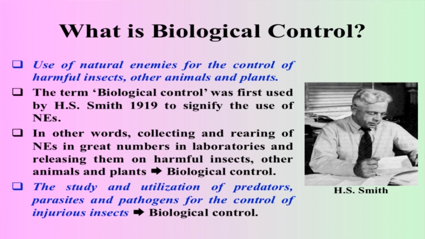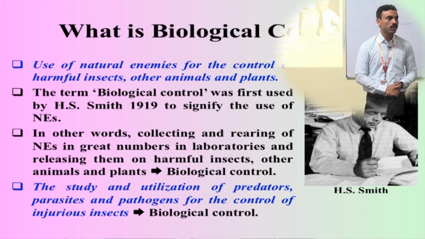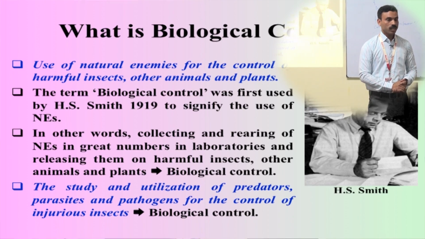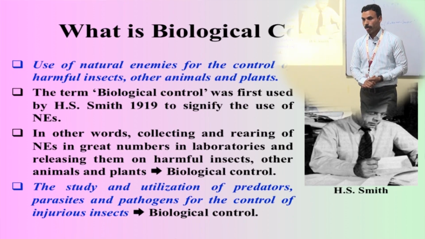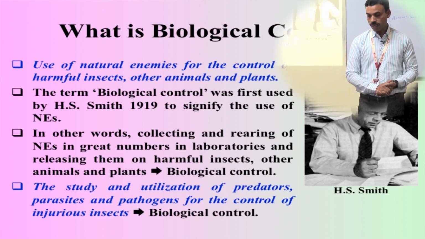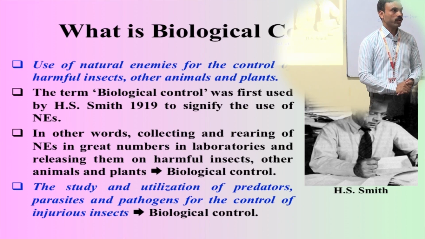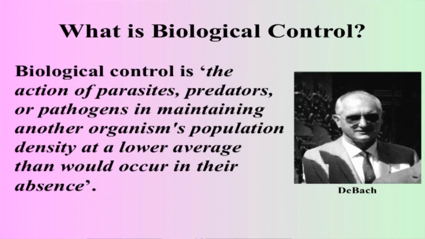If we define the biological control agent, then Dr. H.S. Smith defined it in a very simplified manner as the use of natural enemies for the control of harmful insects, other animals and plants. He coined the term biological control in 1919. The simplest definition we can give is the study and utilization of biological control agents such as predators, parasitoids and pathogens for the control of injurious insects.